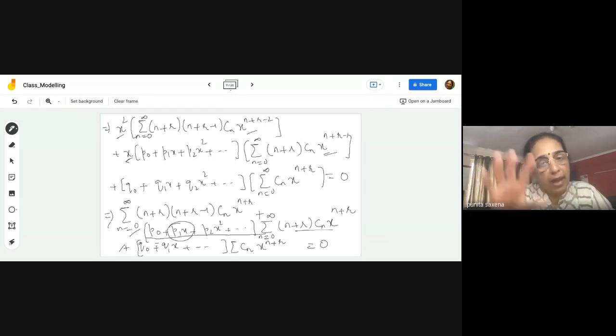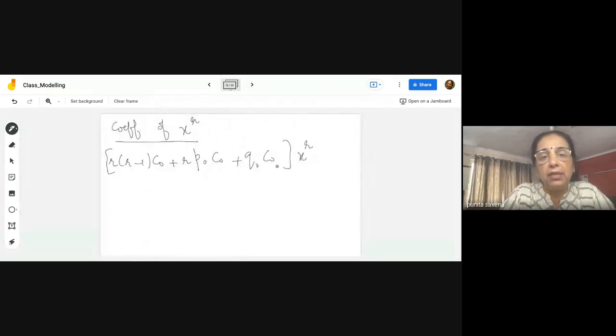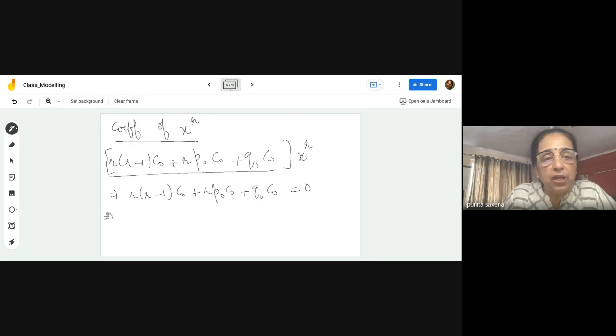Okay, so I'm now just building up the theory of how to find the values of r here. Because we had some positive terms equated to 0, the coefficient of x to the power r will also always be 0. That means you will have an equation of this form, plus q naught c naught equal to 0, which I can write as c naught into r minus 1 plus r p naught plus q naught equal to 0.